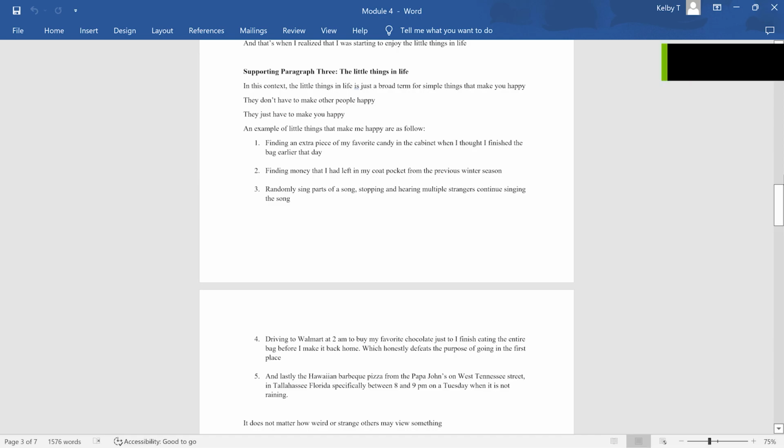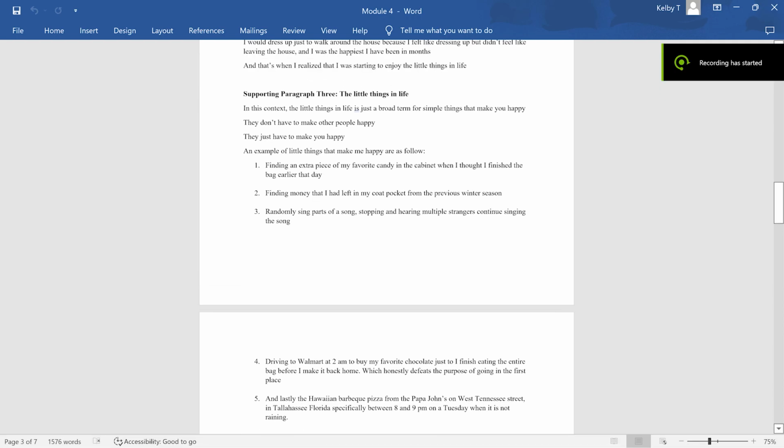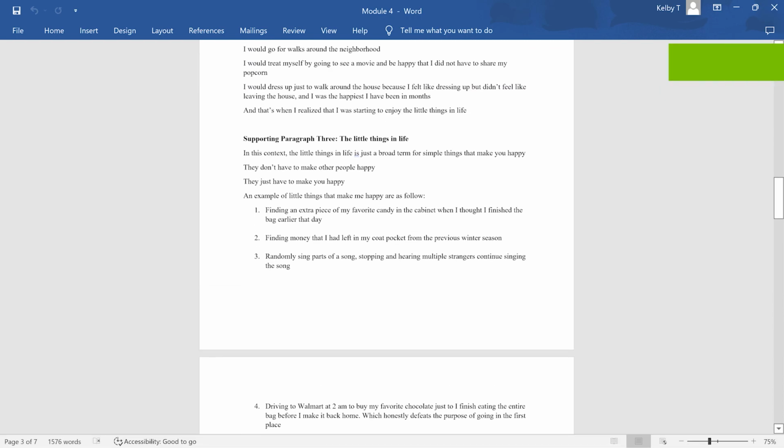So I'm actually going to go ahead and read paragraph 3 just so you can get an understanding of how I would present this speech in this format. Just scrolling up a little bit. I'm actually going to start a little bit from the previous paragraph, just so we get that full transition into the third one.